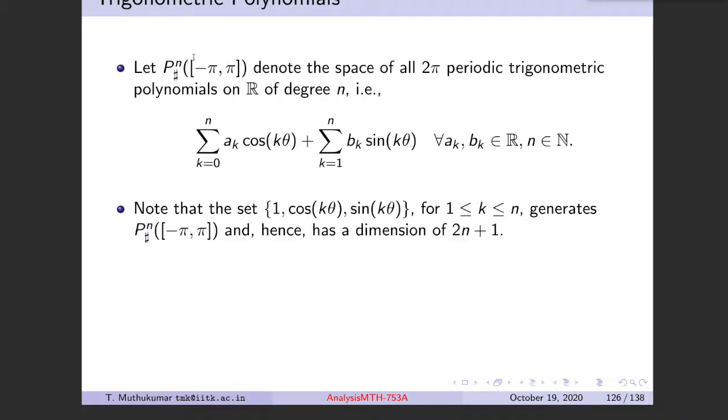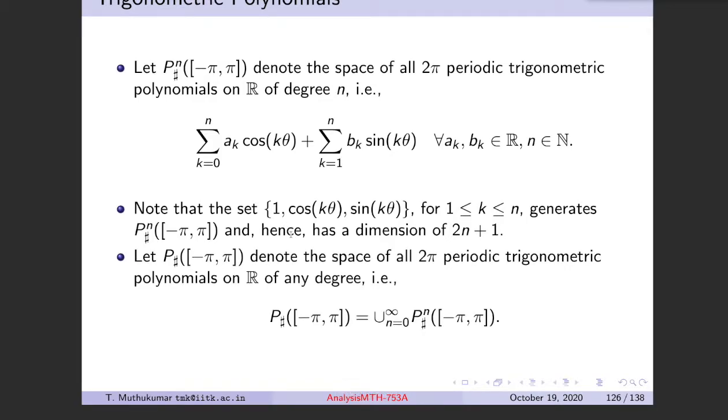So 1, cos kθ and sin kθ actually generate this. Any element here can be generated by these elements, where k runs from 1 to n, which means you have 2n plus 1 elements here. So this has a dimension of 2n plus 1. Because there are n elements here, n elements here, 2n total, and plus 1.